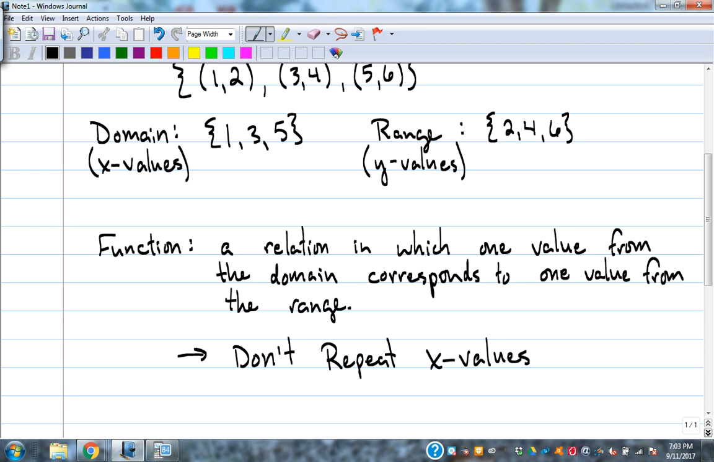It's okay to repeat y values. Maybe that's a side note that you need to make. We'll use a big word, permissible, to repeat y values. But you cannot repeat x values and be a function by definition.